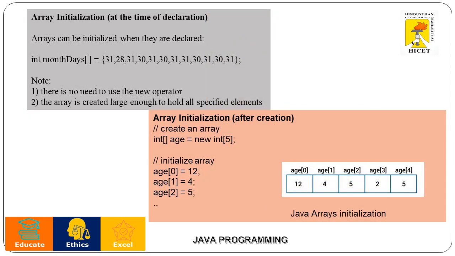Next, array initialization. We can initialize an array at the time of declaration itself. Here is the example. Here the first is the data type, that is int, and next the array variable name month days with a single subscript equal to, and within the curly brackets, the values are mentioned here. We need to notice one point here. We have not provided the size of the array. The Java compiler will allocate enough memory to hold all the elements mentioned within the curly brackets by counting the values.